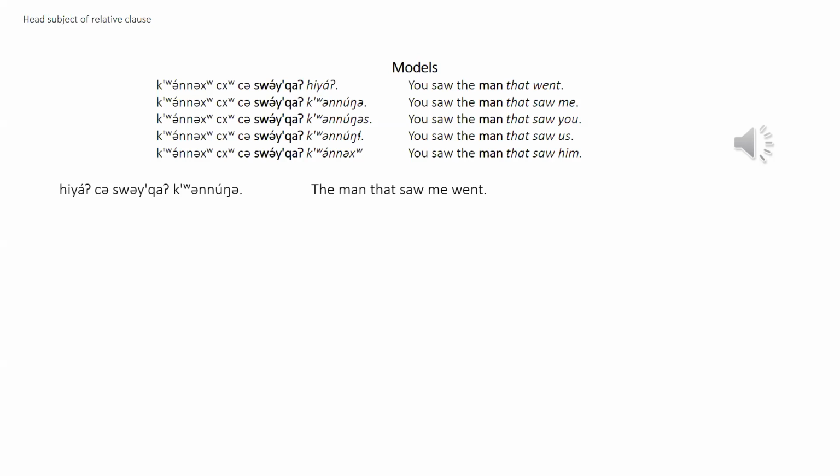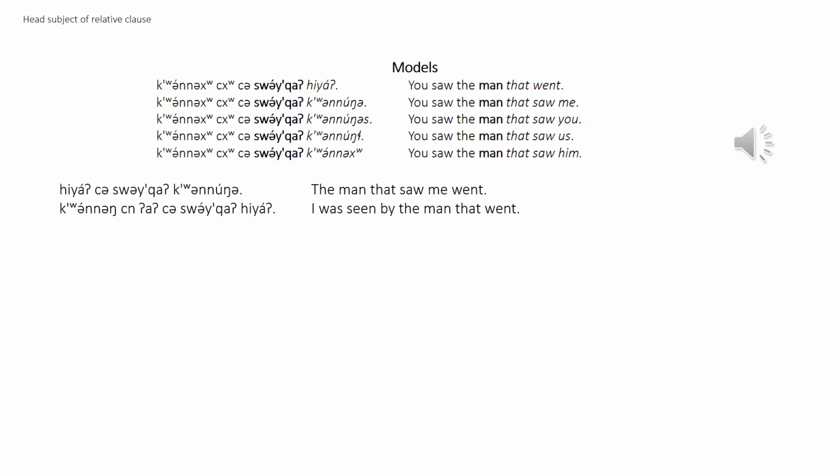Kwanang tsena sa swaika hia. I was seen by the man that went. Let me do that again. The only way to express an idea like the man that went saw me in Klallam is with a passive. So it'd be Kwanang tsena sa swaika hia. I was seen by the man that went.